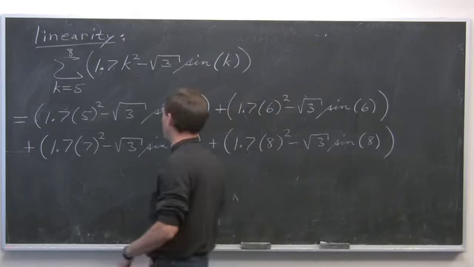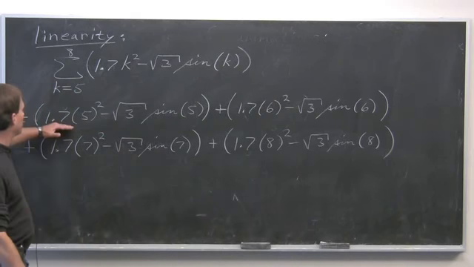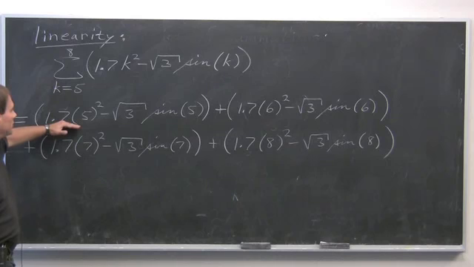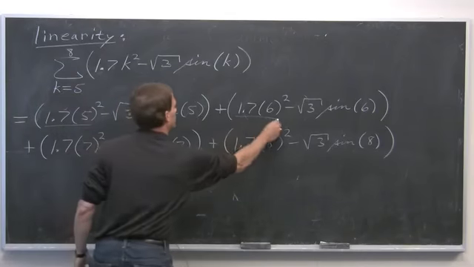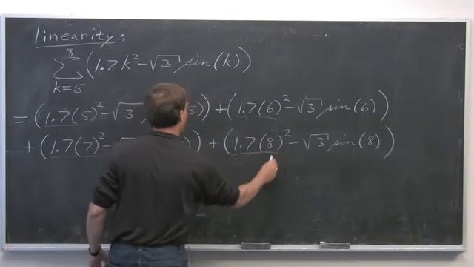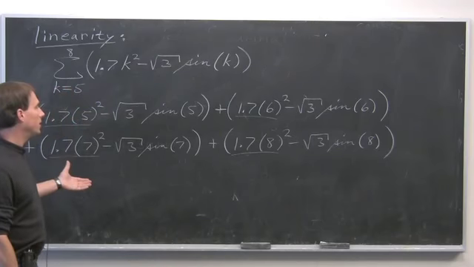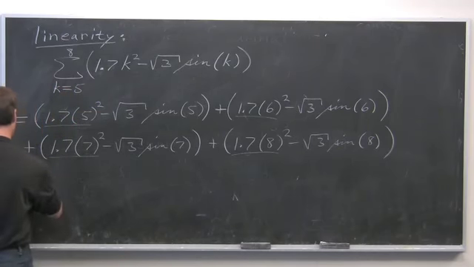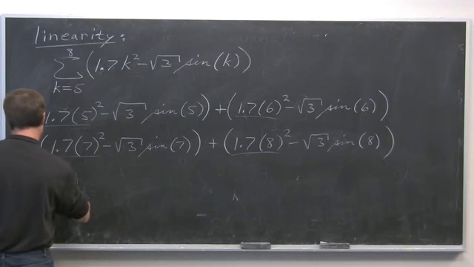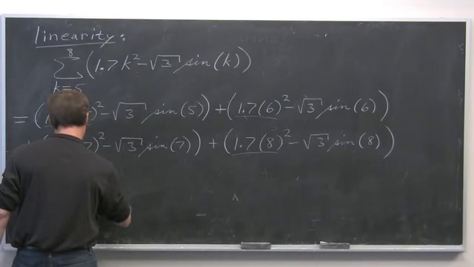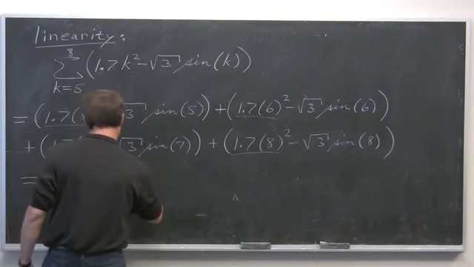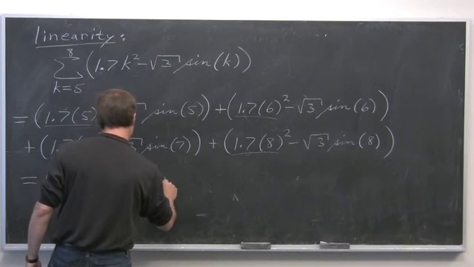Great. What are we going to do with that? Well, we're going to split off all of the 1.7 times k squared parts. So this part, this part, this part, and this part. You group those together, and you factor out the 1.7. This is 1.7 times what? 5 squared plus 6 squared plus 7 squared plus 8 squared.